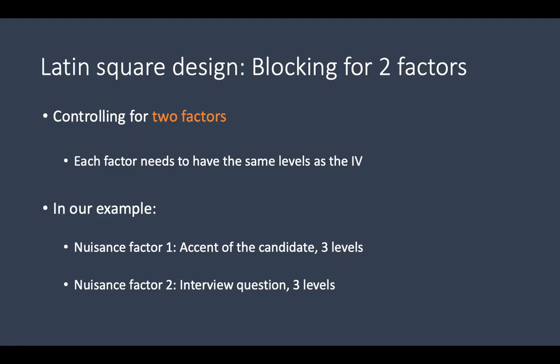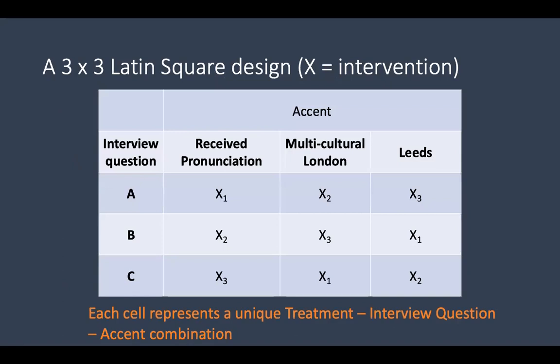There's also a more advanced blocking technique called a Latin square design, for example, that allows you to control for 2 factors. But the restriction is that these factors need to have the same number of levels as the independent variable. For example, one factor is the accent of the candidate, with 3 levels, and the other is the interview question that the candidate is answering. We want to control for these 2 factors, and with the 3 treatment levels, or 2 treatment levels and the control level, we can create a 3x3 Latin square of interview question by accent.